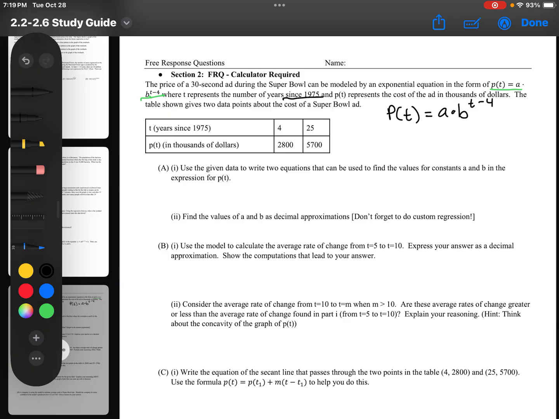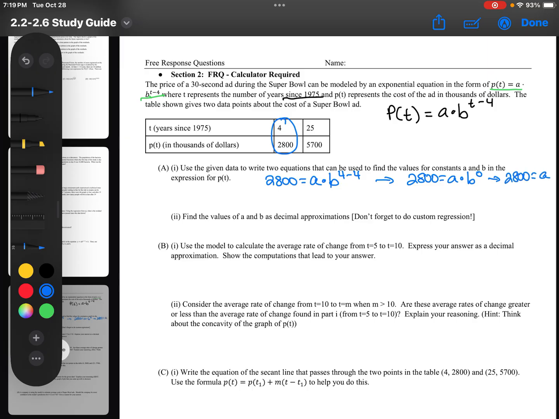All right, so they give us two specific scenarios here, and part A, item 1, says to use the given data to write two equations that can be used to find the values for constants A and B. My first one, I'm going to use this information, and my output is 2800. So 2800 equals A times B to the 4 minus 4. If you wanted to simplify that to 2800 equals A times B to the 0, that is fine, and that further simplifies to just 2800 equals A.